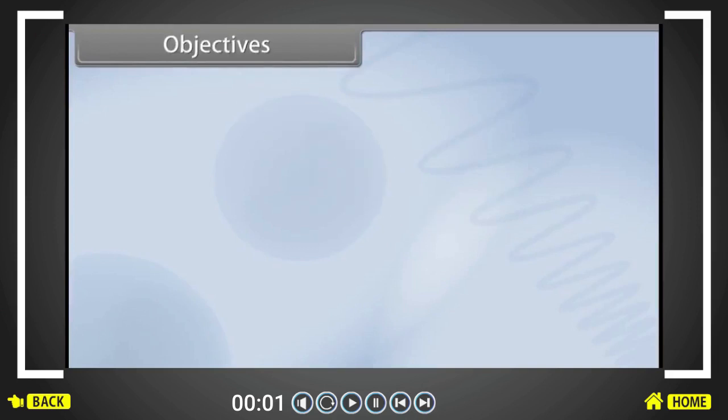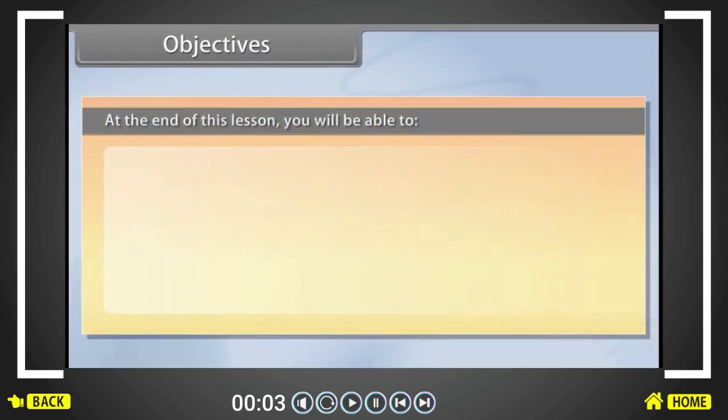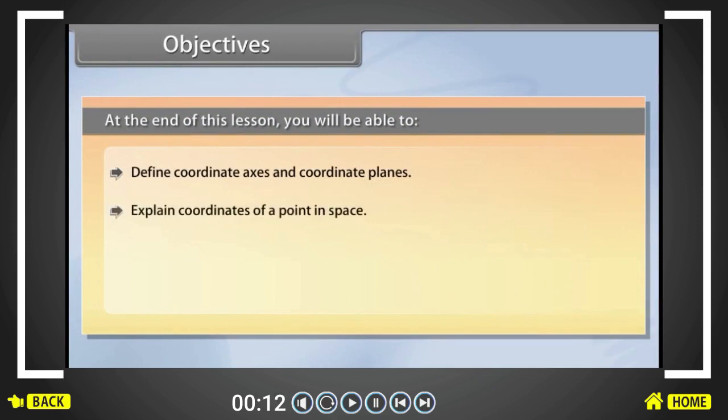Objectives. At the end of this lesson, you will be able to define coordinate axes and coordinate planes, explain coordinates of a point in space, find distance between 2 points and explain section formula.